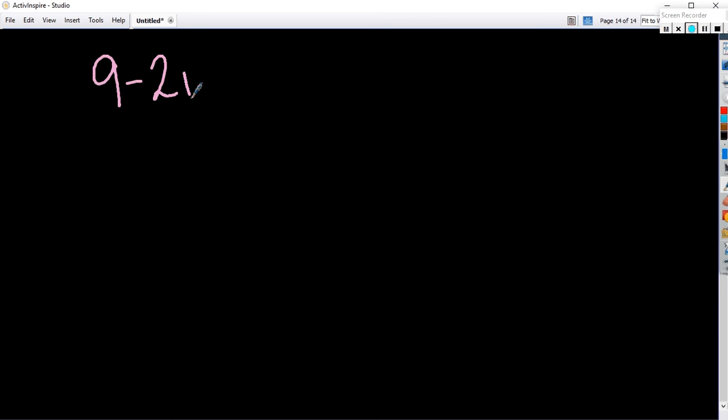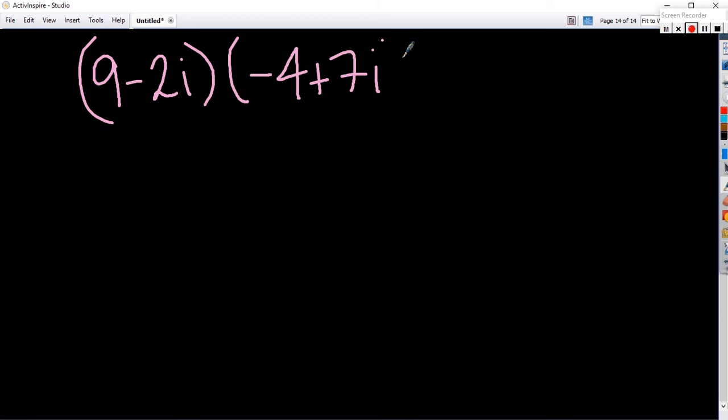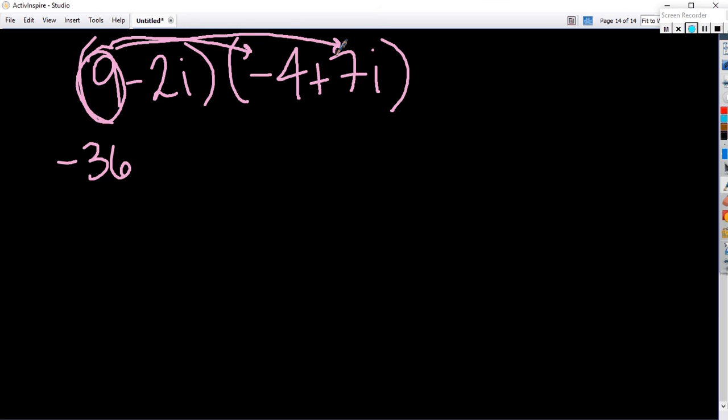9 minus 2i times negative 4 plus 7i. Let's multiply that. What do I do first? Take 9 and distribute. So I'm going to start with the 9. 9 times negative 4 is negative 36. 9 times 7i. What's 9 times 7?